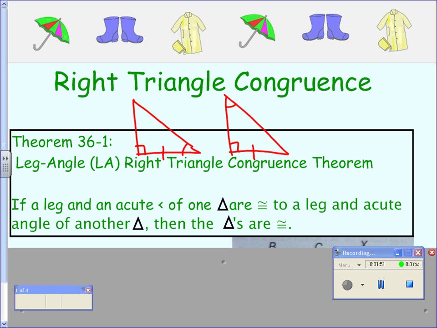Or you could also have, what does it look like now? Angle, angle, side. Does that make sense? But since it's a right triangle, you do not write angle, angle, side. You would put leg, angle, right triangle congruence theorem. Does that make sense?